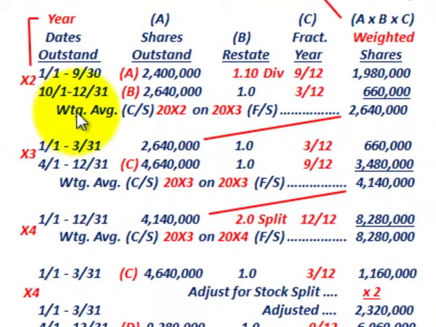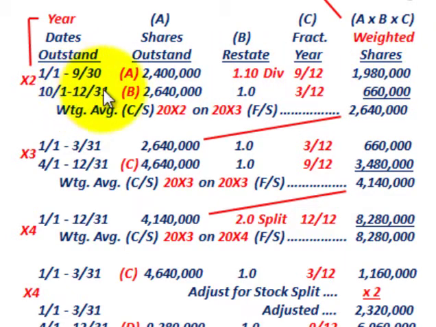Okay, so let's go back up to our table. Here, for the first 9 months, we have that A, 2,400,000, times the increase for the dividend rate, 1.1, times the fraction of the year that it's outstanding. So 9/12 of the year, or 9 months, we have to restate those shares that we have outstanding, and multiplying that out, it's equivalent to 1,980,000.